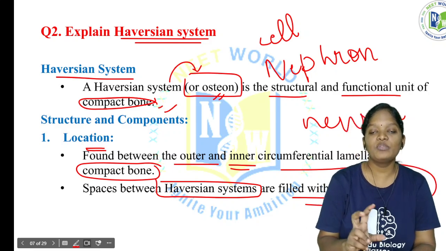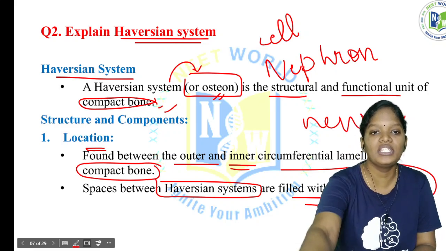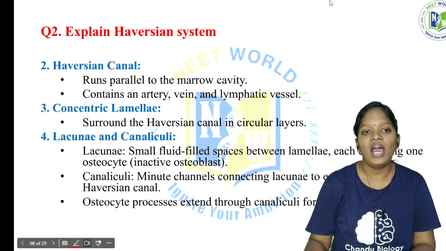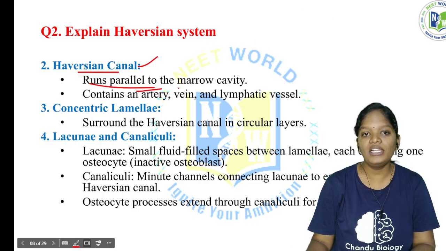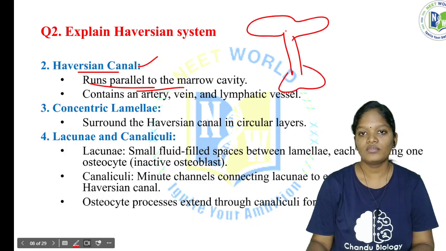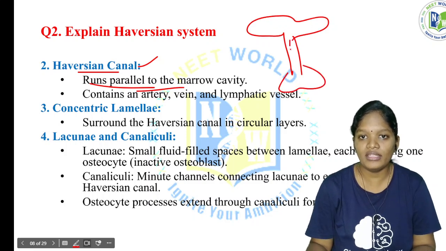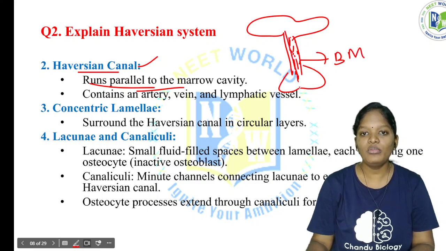So the space between the Haversian systems or osteons is called the interstitial lamellae. How will the Haversian canal be? It runs parallel to the marrow cavity. Consider this is a bone, and in the bone we see this soft structure which is called the bone marrow. In the bone marrow they run parallel. That canal system is called the Haversian canal.